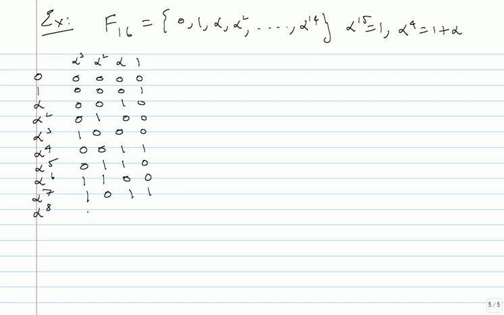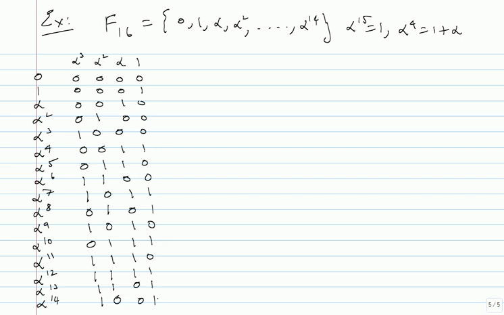Alpha power 8 is going to be 0, 1, 0, 1. Okay. Alpha power 9 is going to be 1, 0, 1, 0. Alpha power 10 is going to be 0, 1, 1, 1. Alpha power 11 is going to be 1, 1, 1, 0. Alpha power 12 is going to be, what do we get? 1, 1, 1, 1. Yeah, right. Alpha power 13 is going to be 1, 1, 0, 1. Okay, alpha power 14 is going to be 1, 0, 0, 1. There you go.